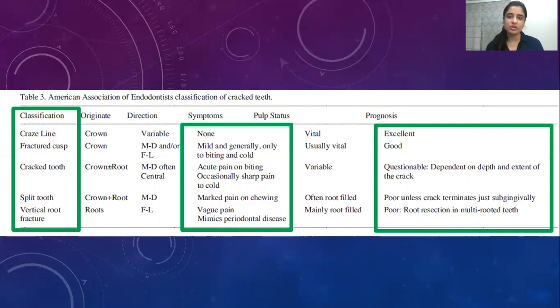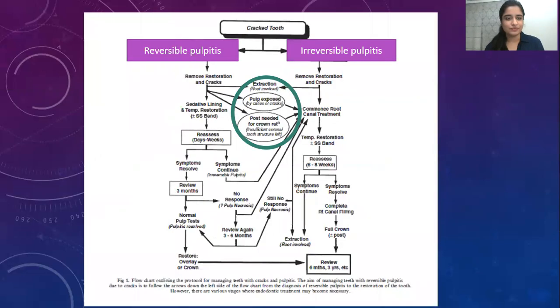Now when a patient comes to you with a vertical root fracture, they will have different symptoms. They can have an isolated narrow pocket, they can have a sinus tract, they can have multiple sinus tracts, and you have a variety of radiographic features as well. That is an entirely different topic, so I'll be going ahead with the cracked tooth.